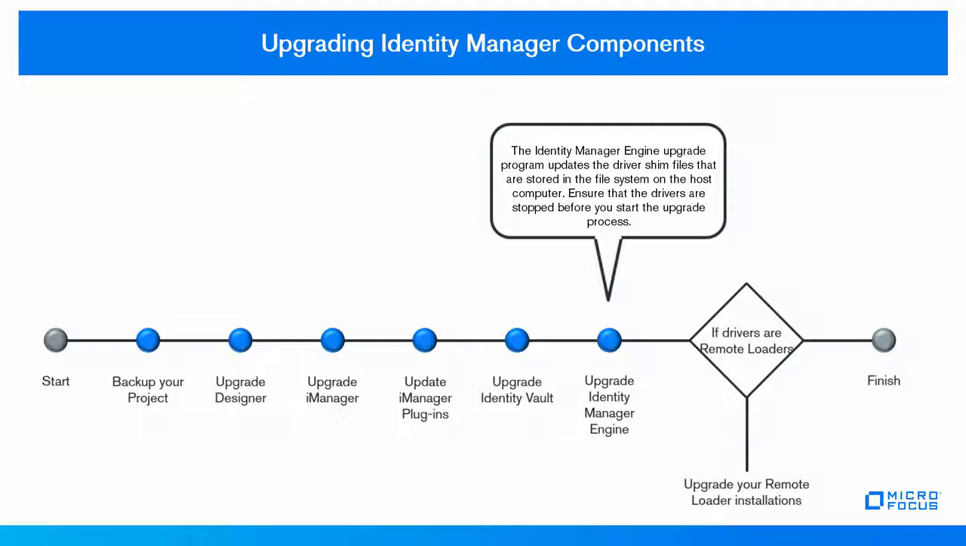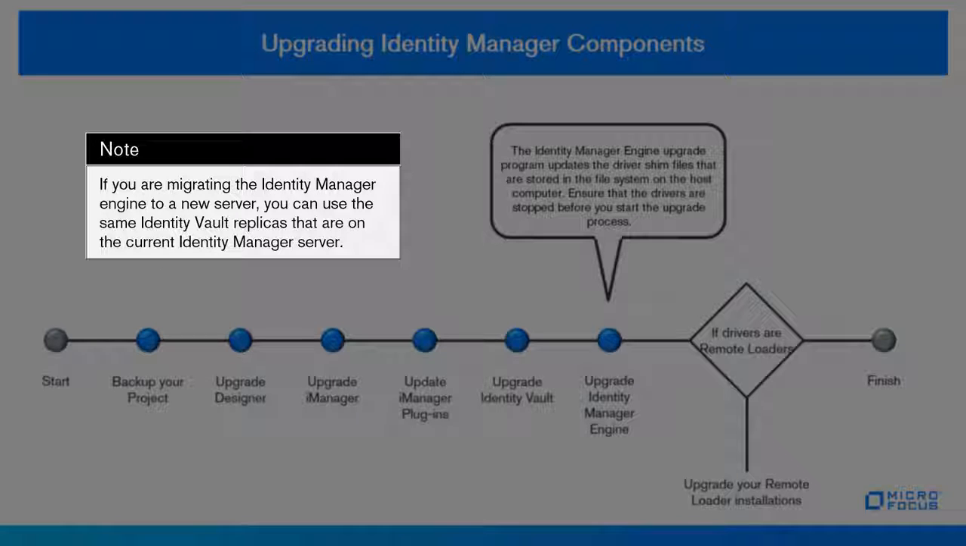Upgrade the Identity Manager Engine. The Identity Manager Engine upgrade program updates the driver shim files that are stored in the file system on the host computer. Ensure that the drivers are stopped before you start the upgrade process. If you are migrating the Identity Manager engine to a new server, you can use the same Identity Vault replicas that are on the current Identity Manager server.